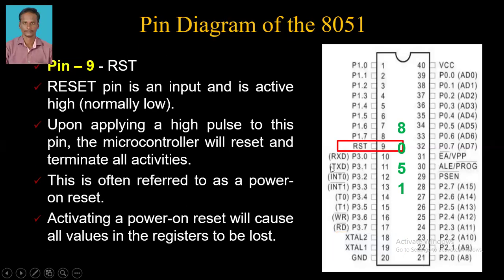Next, reset. The reset pin is the ninth pin of the 8051 microcontroller. Reset is an input and is active high. Normally, it is low. Upon applying a high pulse to this pin, the microcontroller will reset and terminate all activities. This is often referred to as a power on reset. Activating a power on reset will cause all values in the registers to be lost.